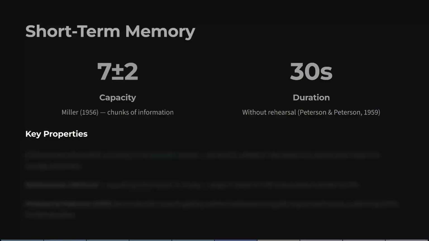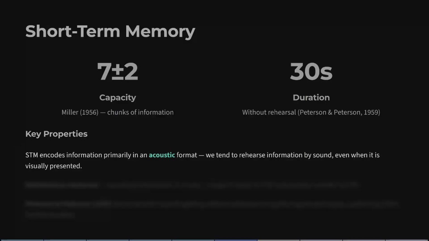Short-term memory encodes information primarily in an acoustic format, by sound. Even when information arrives visually, written words on a page for example, we tend to convert it into a sound-based code in our short-term memory. This is why you sub-vocalize when you're trying to remember a phone number. You repeat it to yourself as a sound.